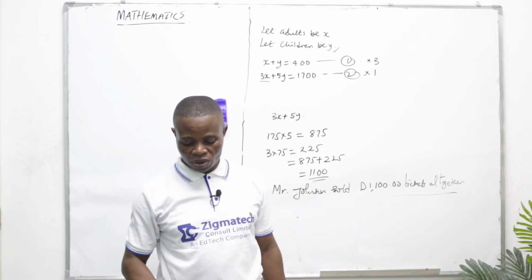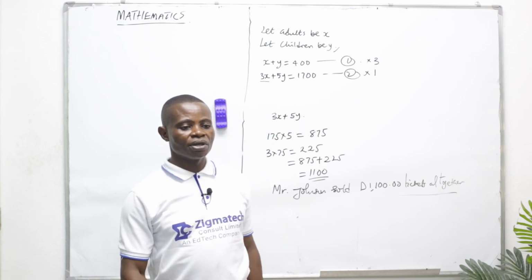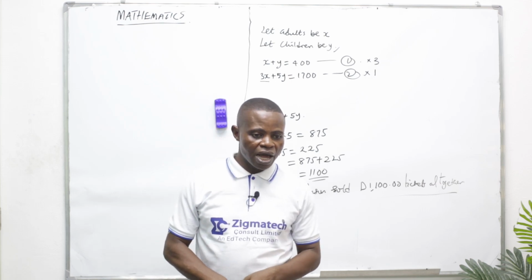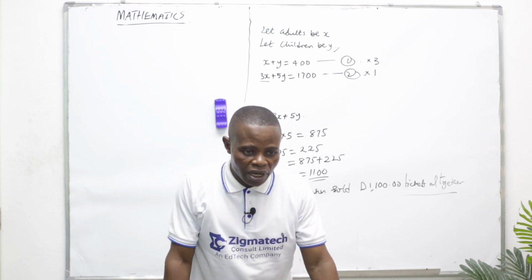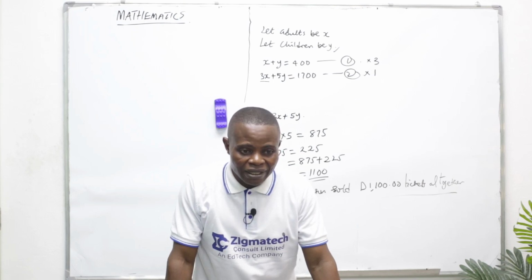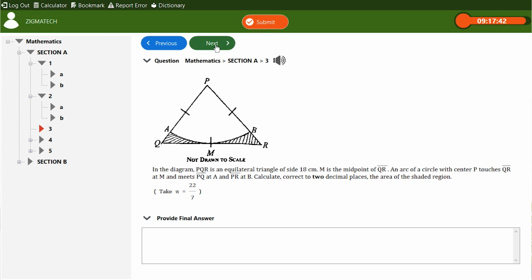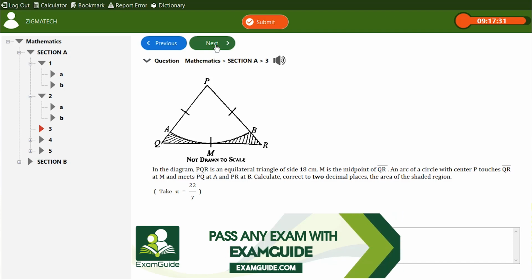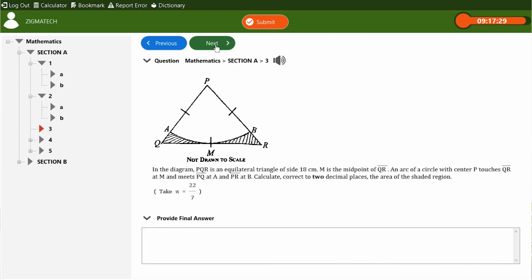That's question number 2. Now this is question number 3. A diagram is here before us. In the diagram, PQR is an equilateral triangle of sides 18 cm. M is the midpoint of QR. Okay, good. An arc of a circle with center P touches QR at M and meets PQ at A and PR at B. Calculate, correct to 2 decimal places, the area of the shaded region.